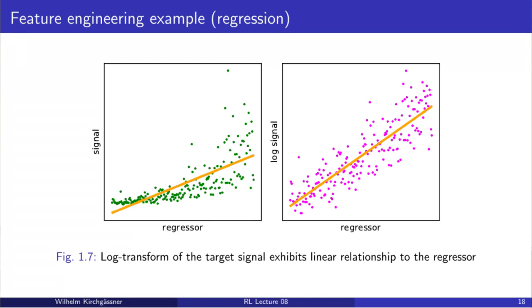Whereas here you see the further away we go with the regressor, the further the distances become to that straight line. So again, this is for the regression task, an example of how feature engineering can help to get a better fit with fewer parameters in the model.